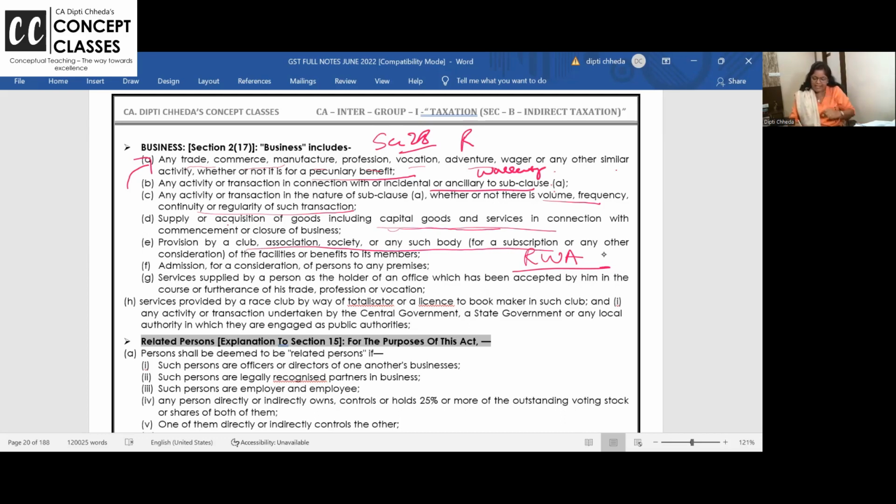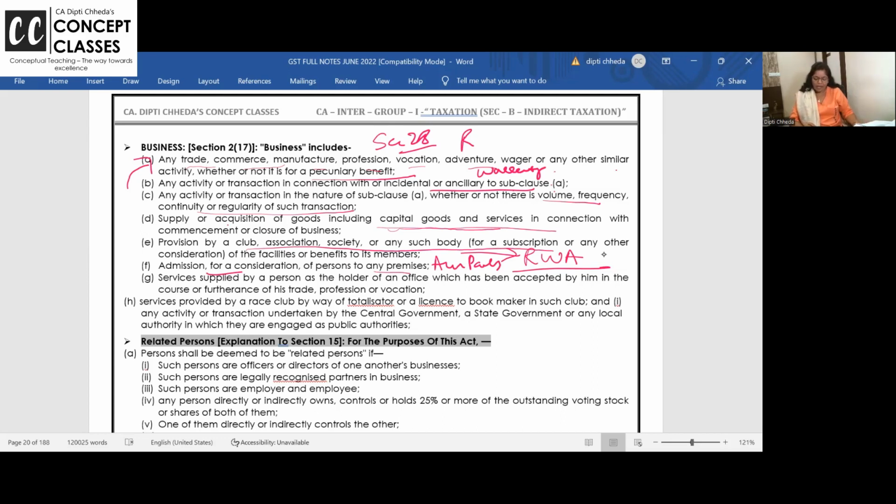Yes. Example, write it down. Admission for consideration of a person to any premises, amusement park. Admission is not school admission. This is admission to any premises, zoo park or amusement park or water parks and theaters and all. So are you taking entry by paying? Yes. Are they giving you services? Yes. Do you need to pay GST? Yes.